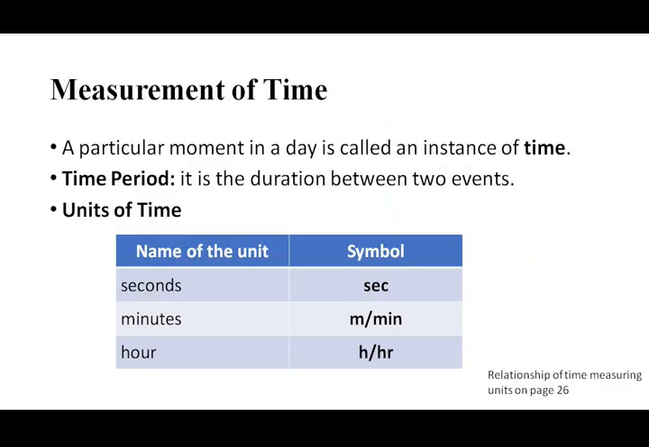Now we move on to measurement of time. Let's understand what is time. According to the definition, a particular moment in a day is called an instant of time, a moment, an event, an activity. And when you measure how long these moments take, the duration of these moments is your time period.